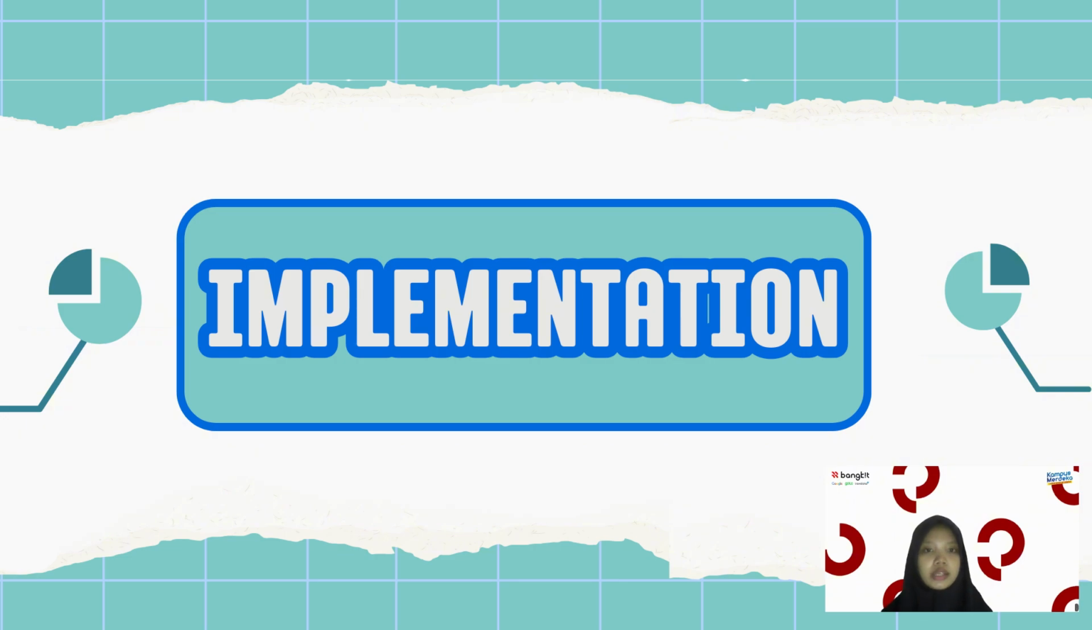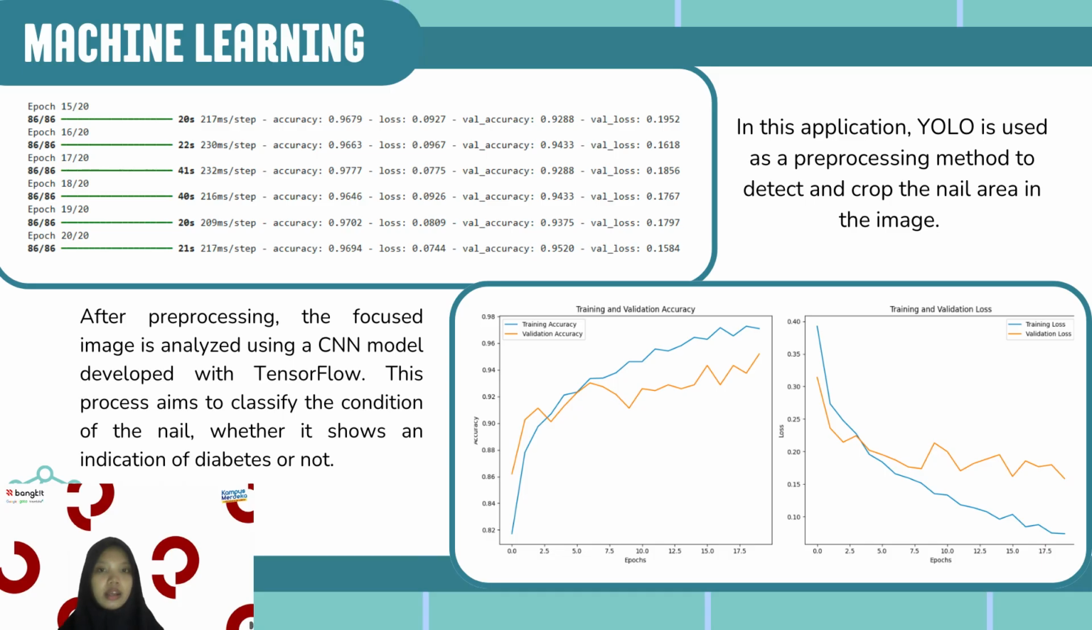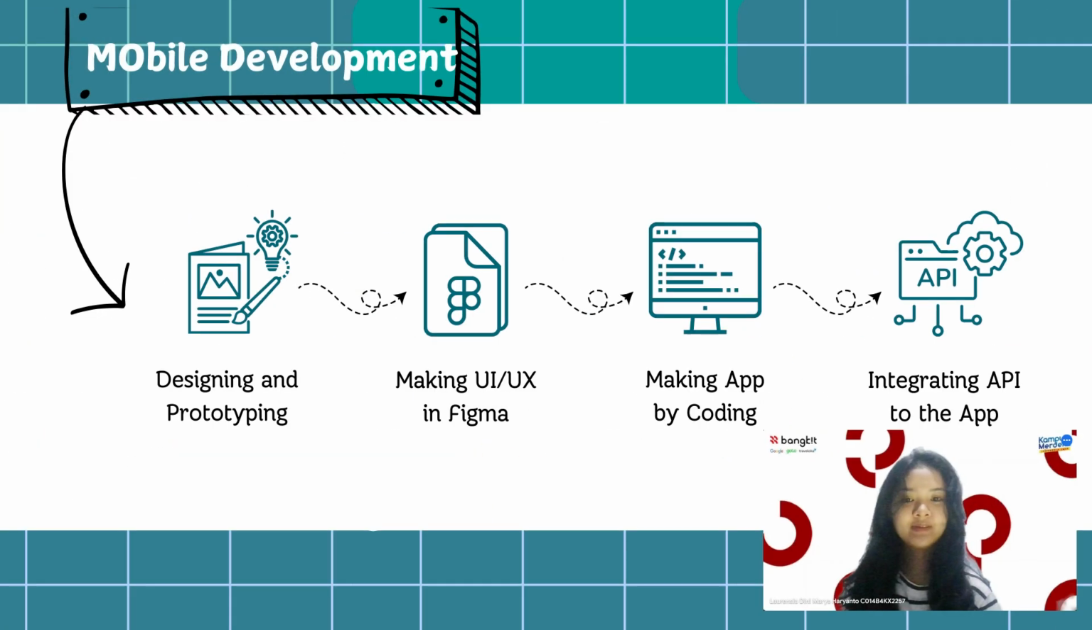Okay, now we will discuss the implementation of machine learning in the DiaCare application. We use YOLO as a pre-processing method to detect and crop the nail area in the image. After processing, the image is analyzed with a TensorFlow-based CNN model to classify the condition of the nail, whether there is an indication of diabetes. The model was trained for 20 epochs, achieving a validation accuracy of around 95%. The graph below shows an increase in accuracy and a decrease in loss during training, indicating that the model is getting better at classifying images.